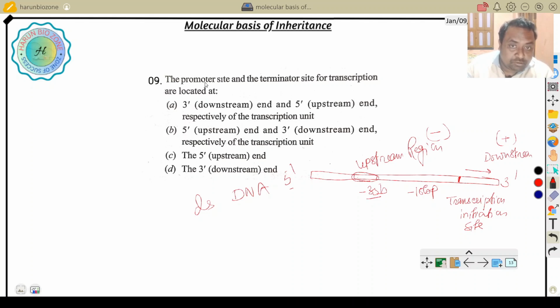The promoter sequence is present in the upstream region, and terminator means the transcription termination site. Suppose transcription stops and terminates here. So this is called the termination site, and the other is the transcription initiation site. The transcription termination site is present in the downstream region, and the promoter site is present in the upstream region.